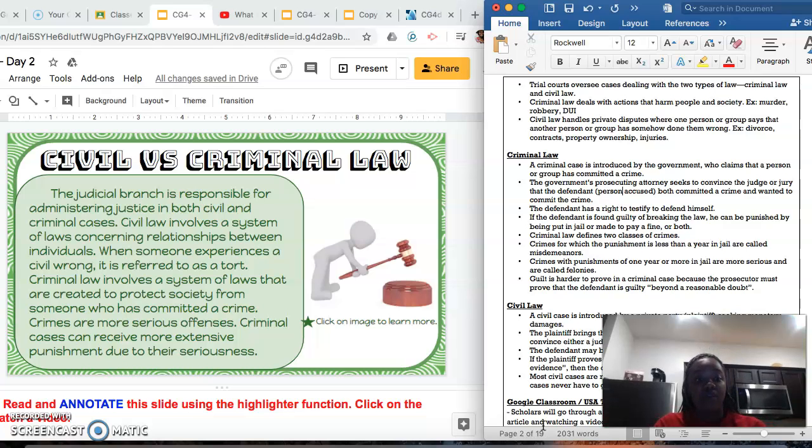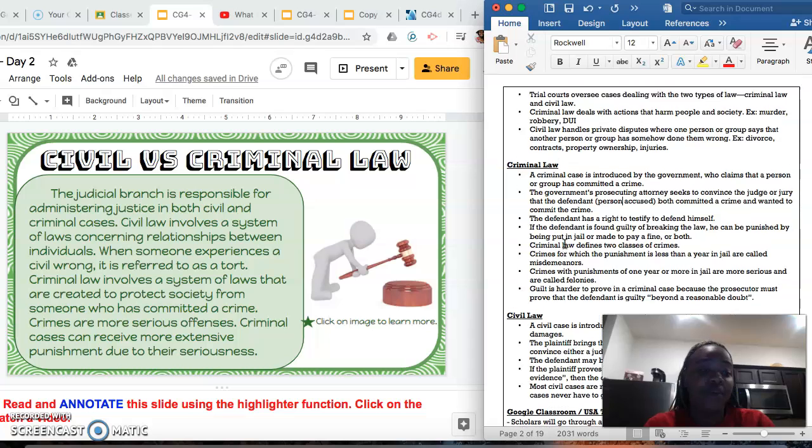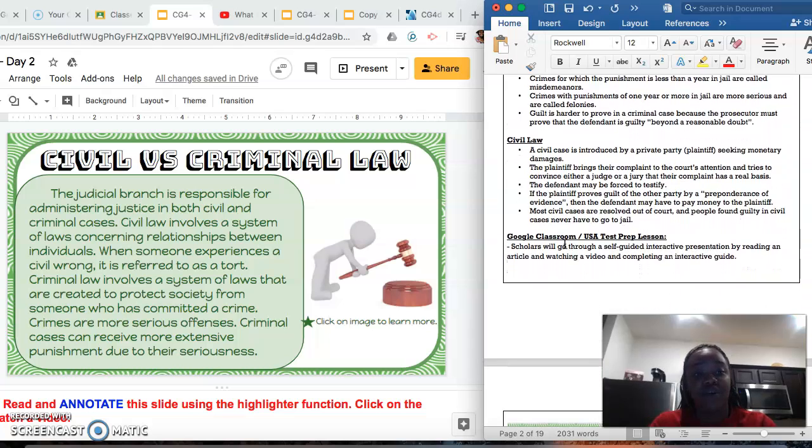Guilt is harder to prove in a criminal case because the prosecutor must prove that the defendant is guilty beyond a reasonable doubt. And I'm sure if you watch Law and Order, SVU, or Criminal Minds, or any of those law shows, you always hear that phrase that it's the prosecutor's job to prove that the defendant is guilty beyond a reasonable doubt.